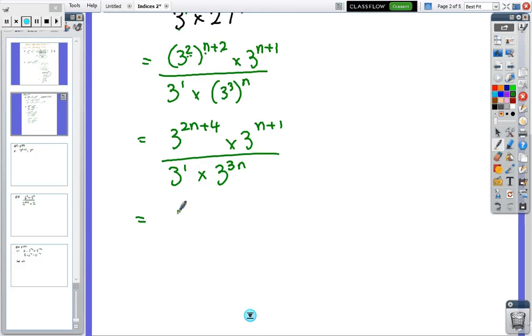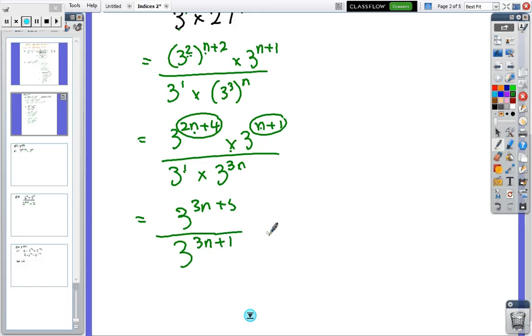And then we can go across the top. We've got multiply, so we're going to add. So 2n plus n is 3n. 4 plus 1 is 5, and across the bottom, 1 plus 3n is 3n plus 1. And now, that's a 5, yep.